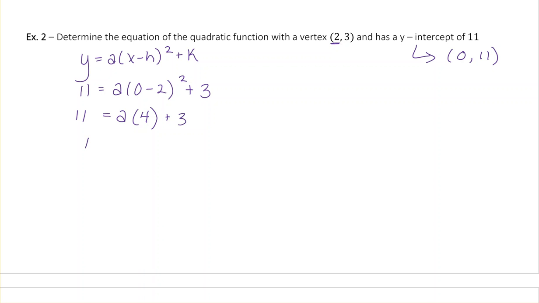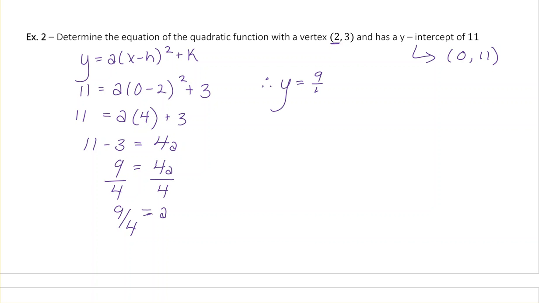Same thing, I'm going to solve. 11 minus 3 equals 4a. This equals 9. Divide both sides by 4. And our a value is going to remain as 9 over 4 because that fraction has been reduced into lowest terms. And the last step here would simply be rewriting the equation with our a value, 9 over 4, times (x minus 2) squared plus 3, and that would be your equation in vertex form.